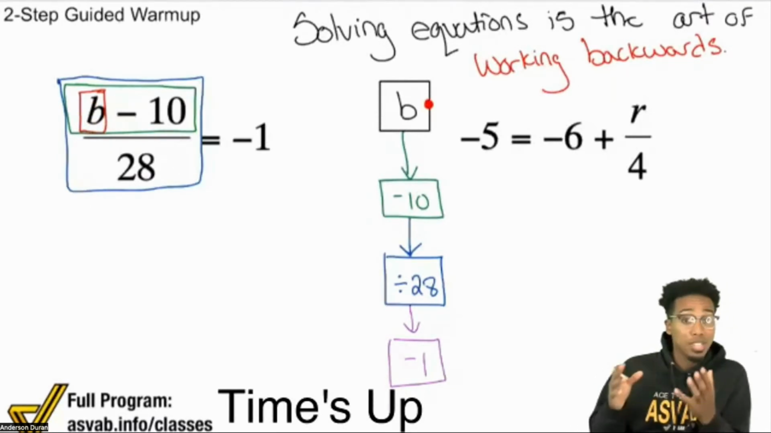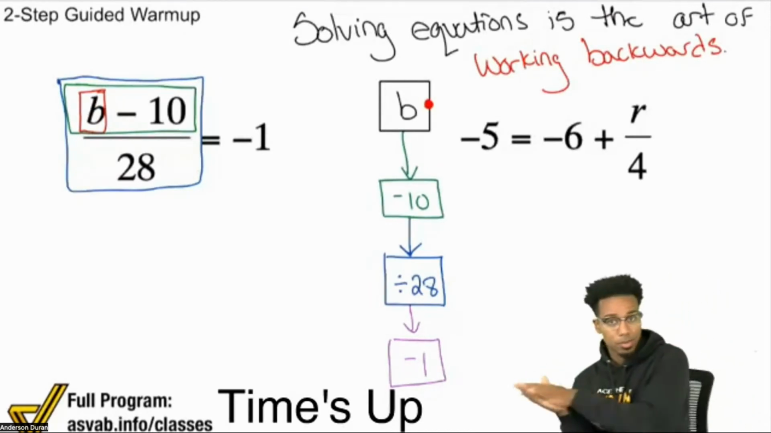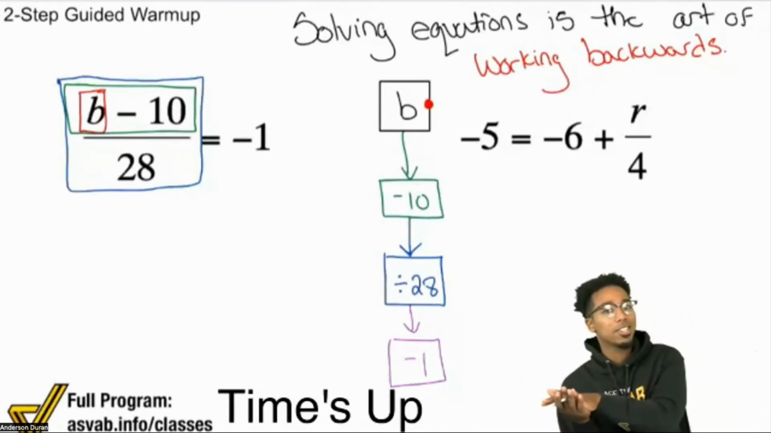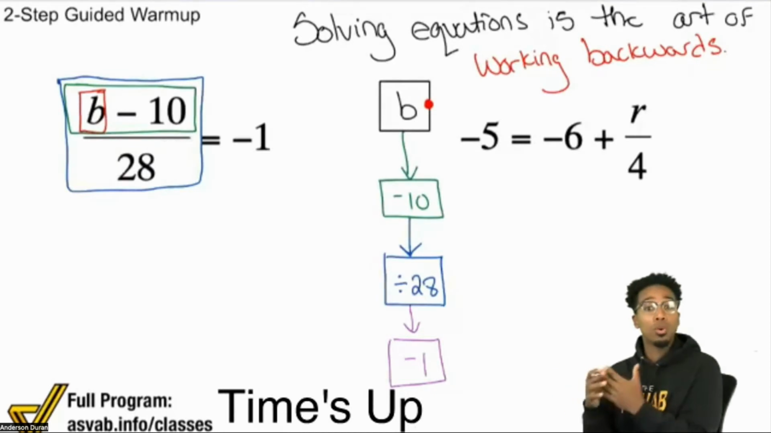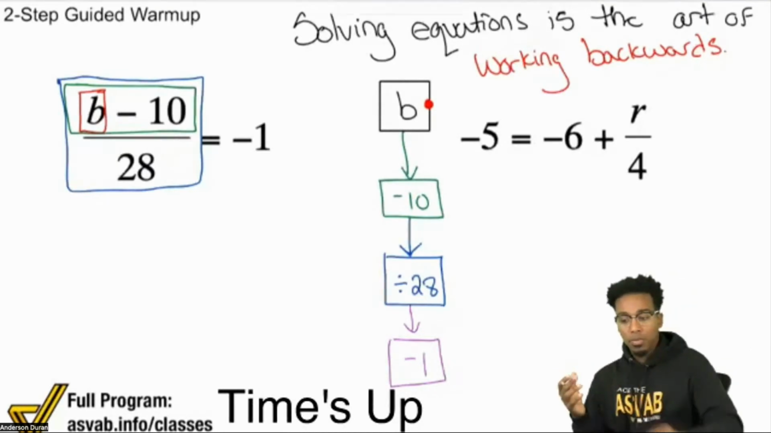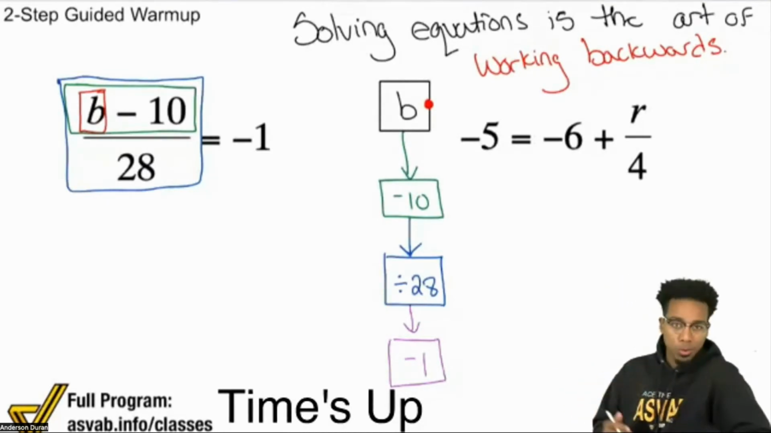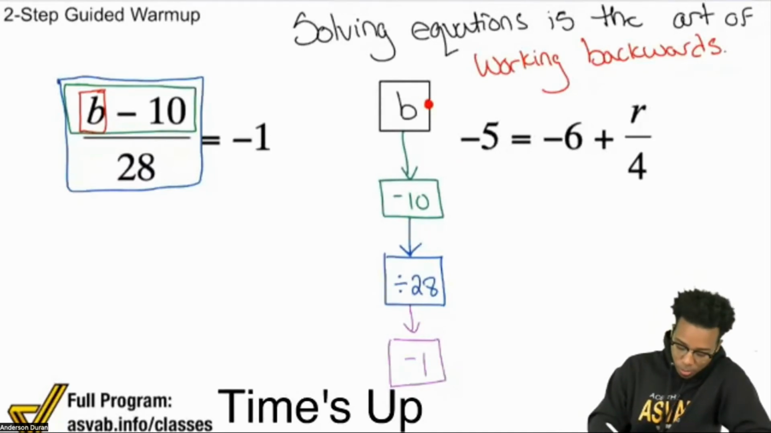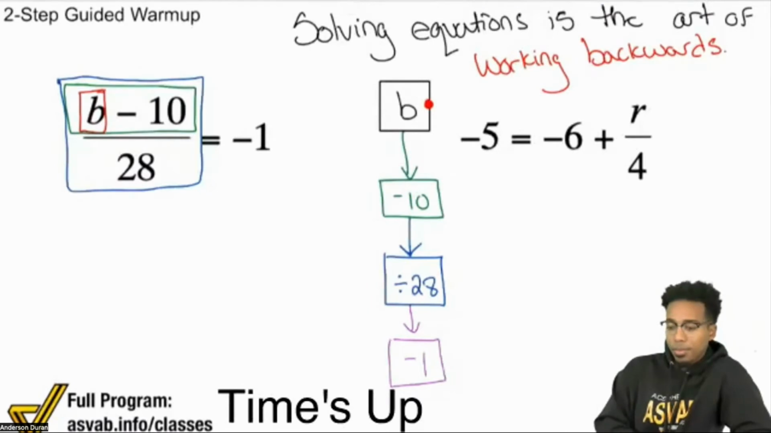Notice this is 2 steps. This isn't that easy one-step stuff that we just did. We got to understand 2 or more steps. So with that said, everybody, let's work backwards. What's the first thing we need to do to get all the way back to that B? What's the first thing we do? Exactly. We got to work backwards. We got to multiply 28 on both sides.